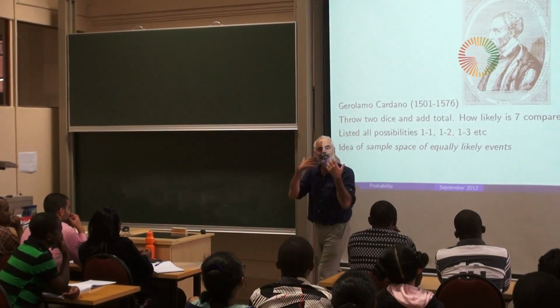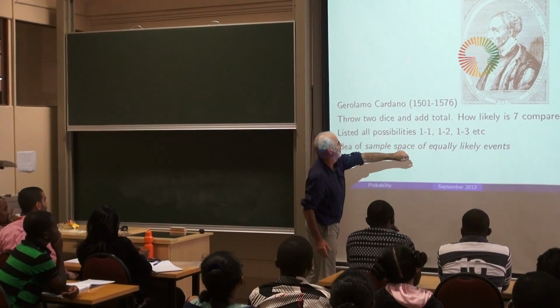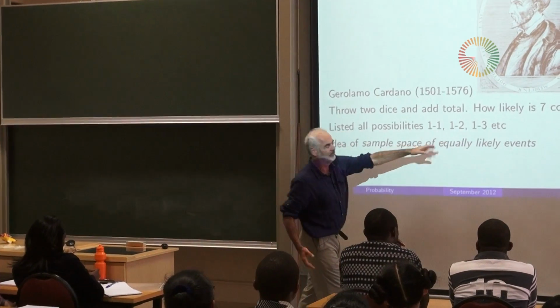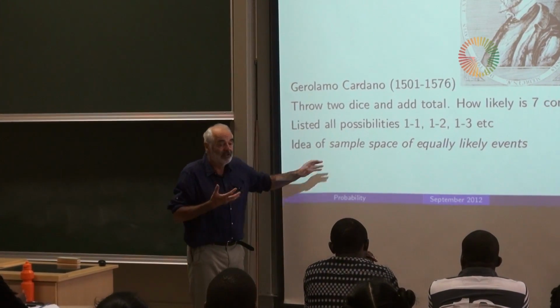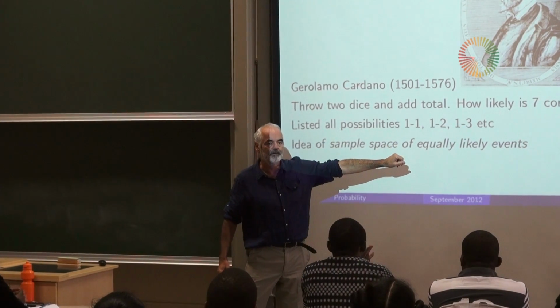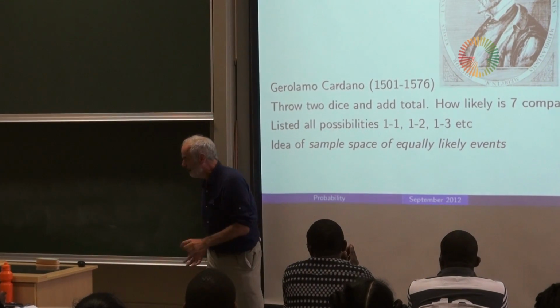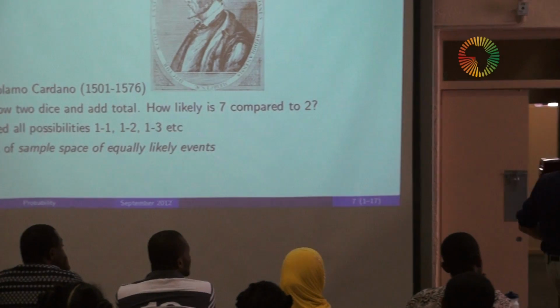And nobody had worked that out. And he's the first one who actually went ahead and listed the possibilities of what you could get when you threw 2 dice and invented, although he didn't use these words, a sample space of equally likely events. So I can start drawing this out, I'll do it on here.